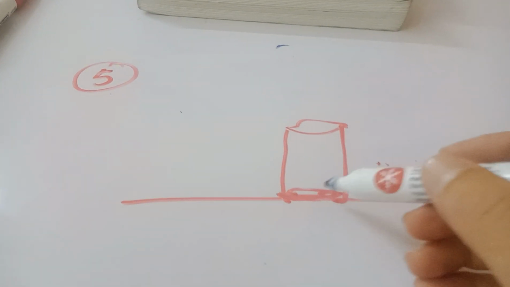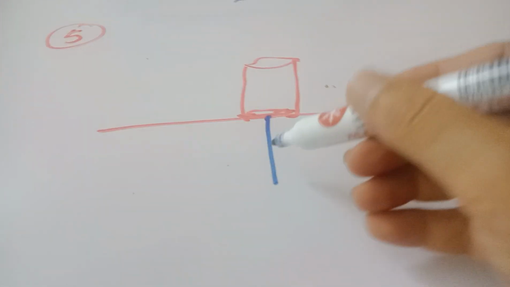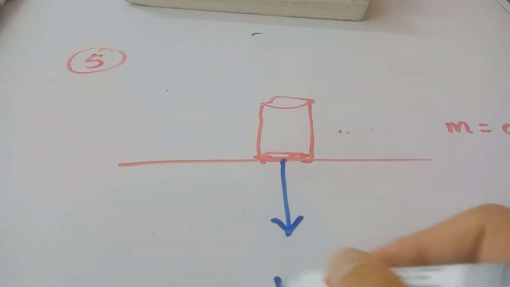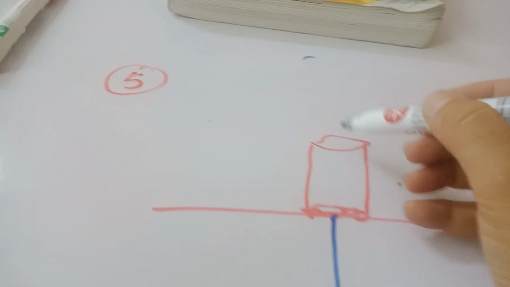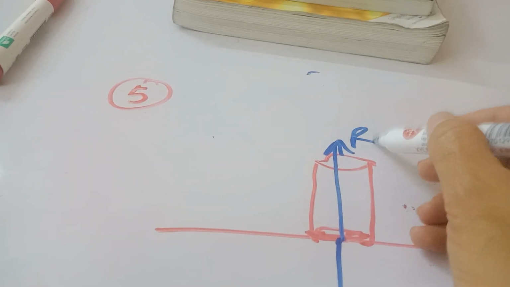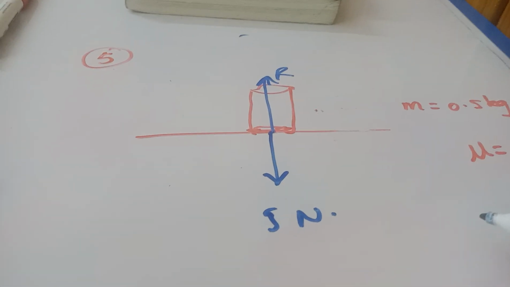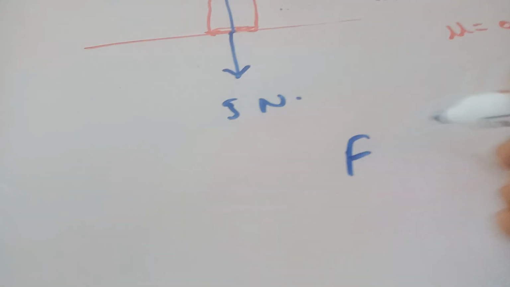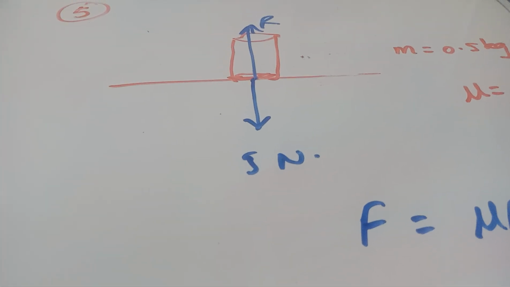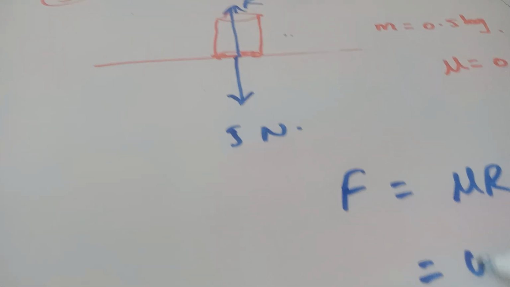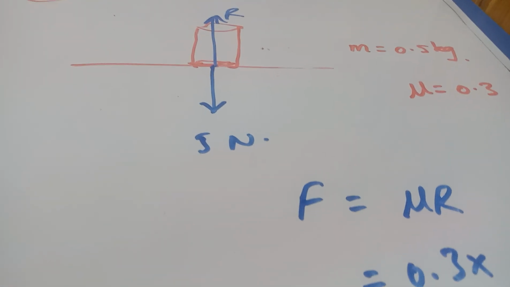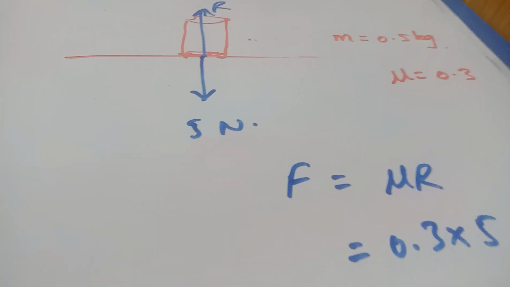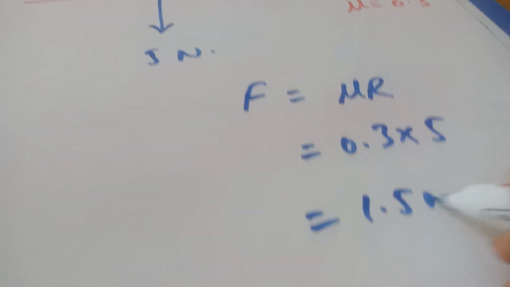friction. So first of all we start by showing the weight, which is going to be 5 Newton. And here is going to be R. So we are going to calculate its frictional force through the formula F equal to mu R. So mu is 0.3 and R is 5. So that is 1.5 Newton.